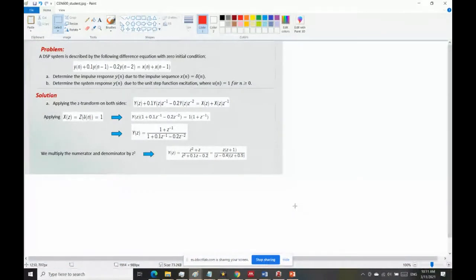And so after that, what we have done is we have taken Y(z) as a common factor, and also here we took X(z). Before taking X(z), we applied the input, because the question says find the impulse response.